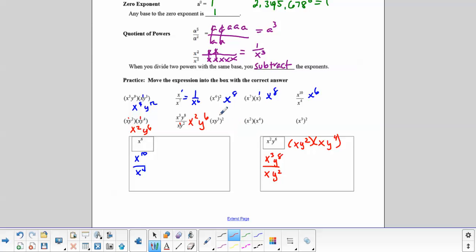Alright, next one. Power to a power, so you raise each of these to the second power. So x squared. And I have y to the 3rd to the 2nd. So power to a power, you multiply and you get y to the 6th. So that's another one for this answer. x squared, y to the 3rd, and squared. So I had 3.